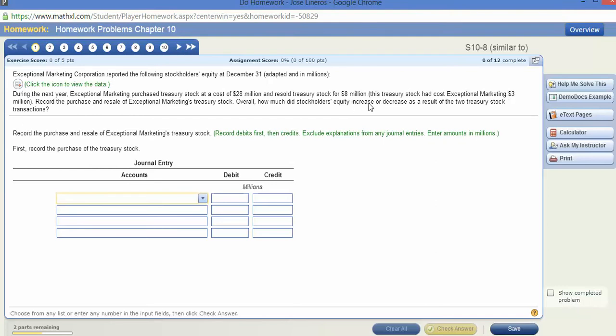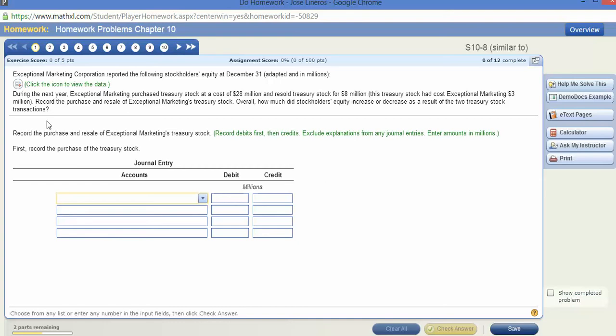Notice in this problem, they're not asking you to calculate the average cost of this repurchase. It doesn't even tell you how many shares were repurchased. It just says 28 million here, and then it says that 8 million was resold. Notice the lack of quantity. So it's not requiring that you calculate the average cost. At this point, you're saying, hey, we got this much when we resold it, and this is what the cost of it was.